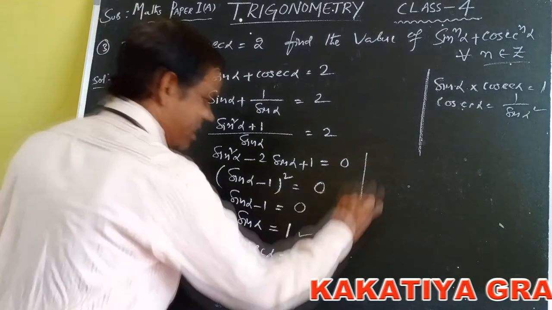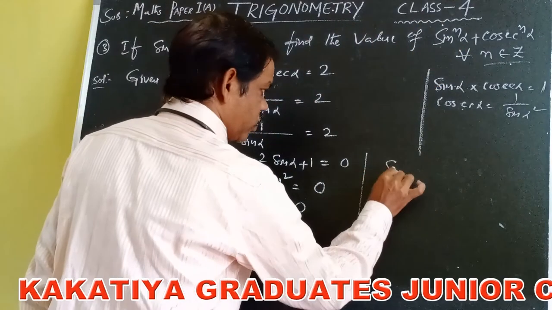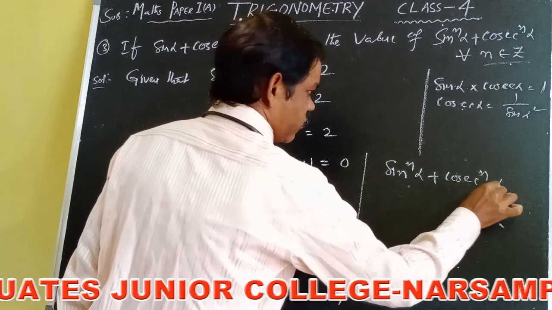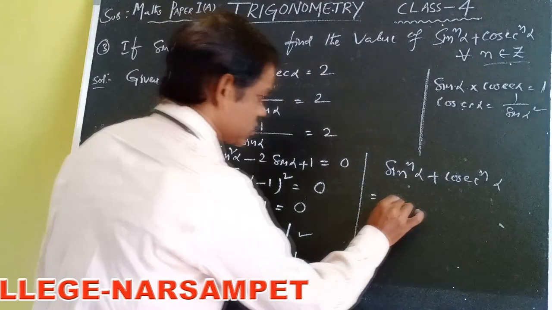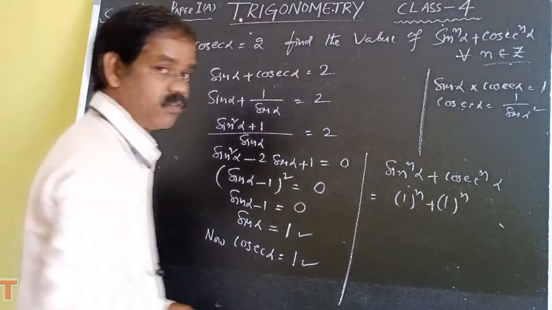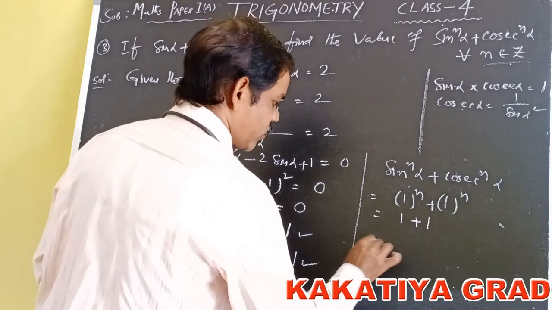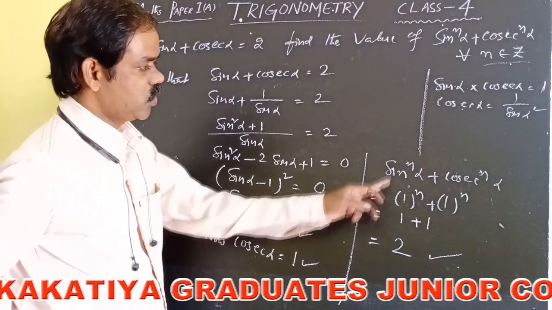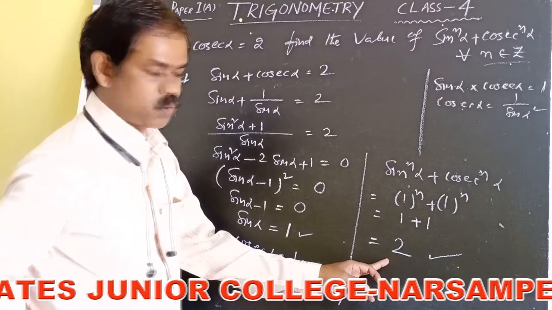Next, here it is asking: find the value of sin to the power of n alpha plus cosecant to the power of n alpha. Already we have sin alpha is equal to 1. So 1 to the power of n plus again 1 to the power of n. 1 power n, how much? 1 only. So that's why it is equal to 1 plus 1. 1 plus 1 is equal to how much? 2. Yes, our required answer is 2. Therefore, sin to the power of n alpha plus cosecant to the power of n alpha value is also 2, is the answer.